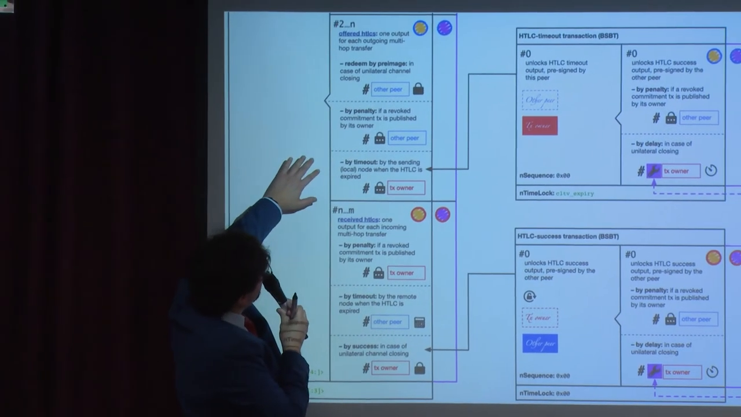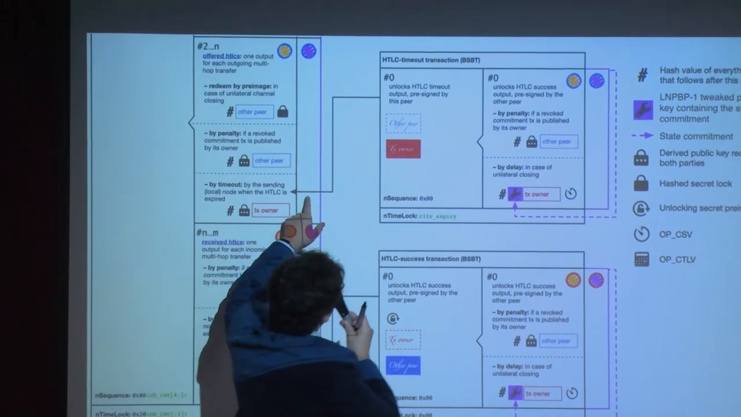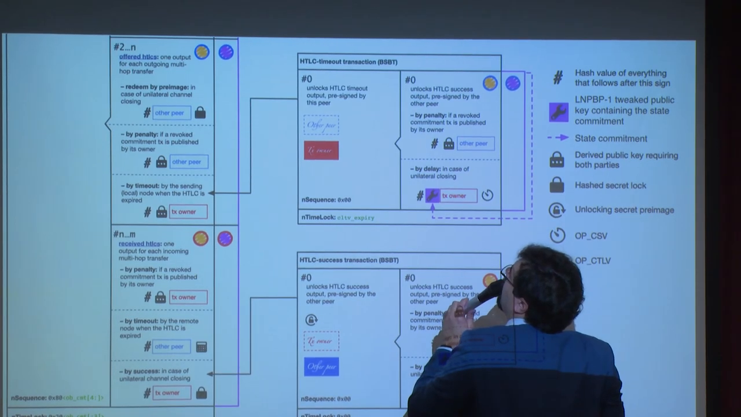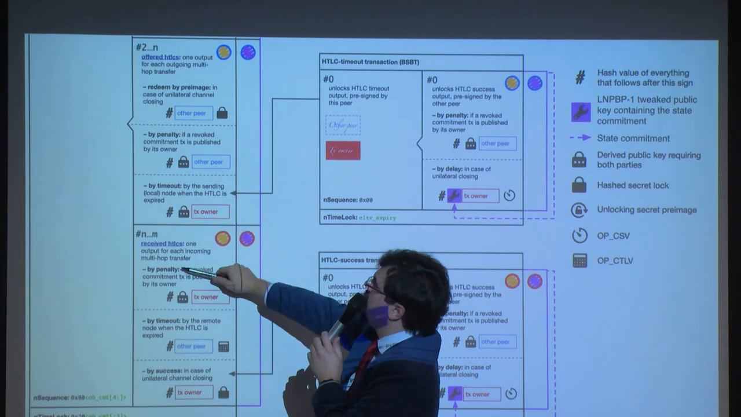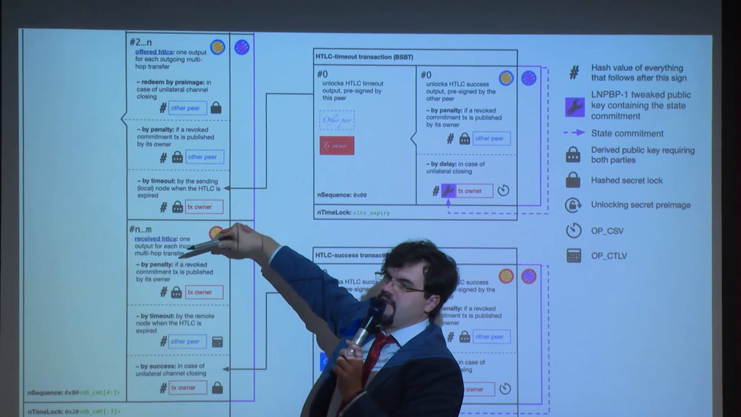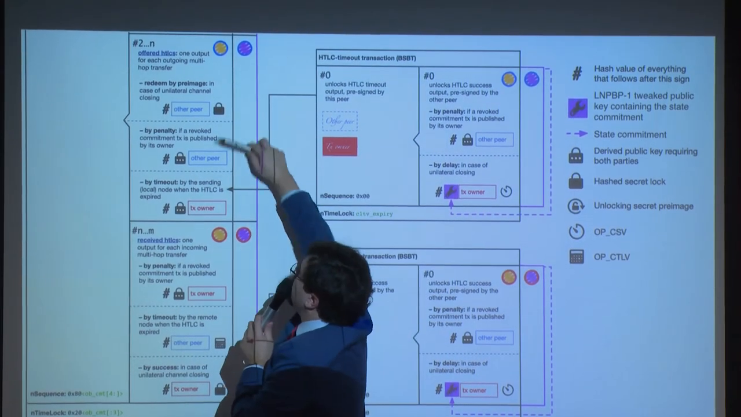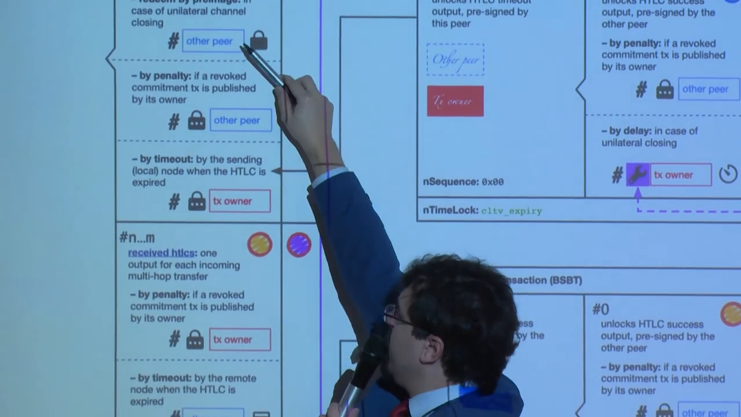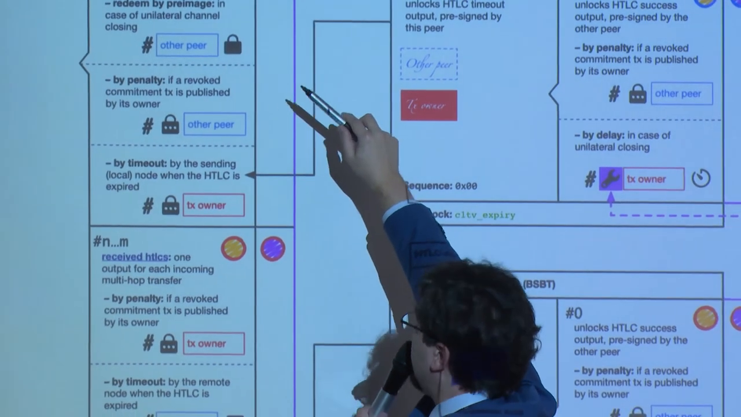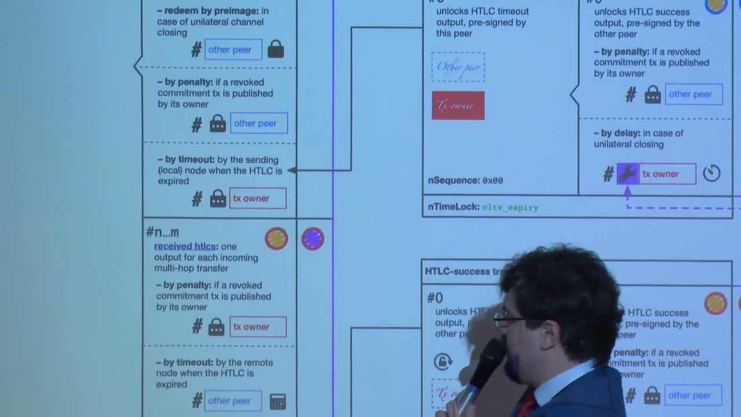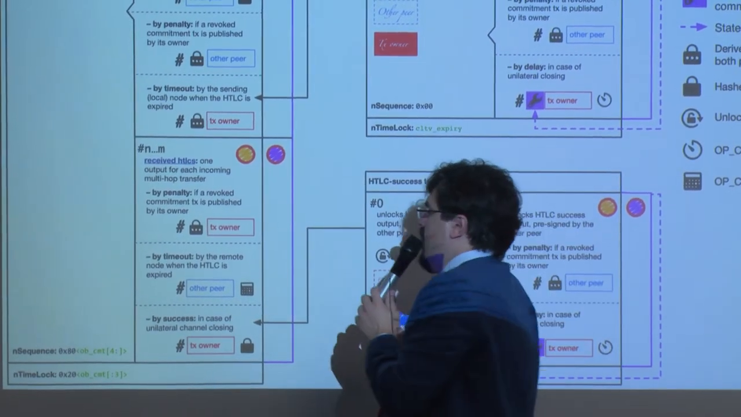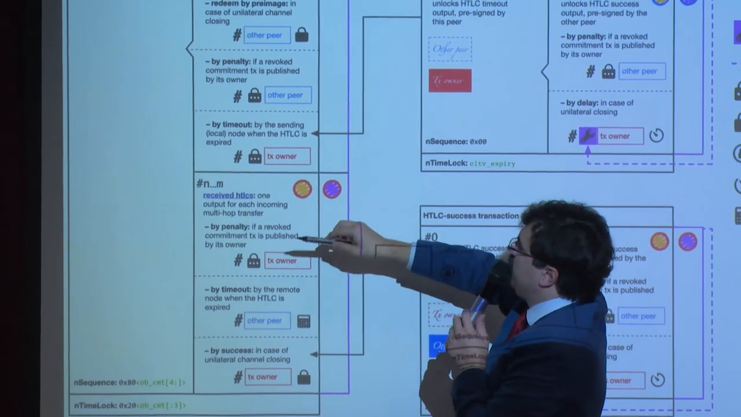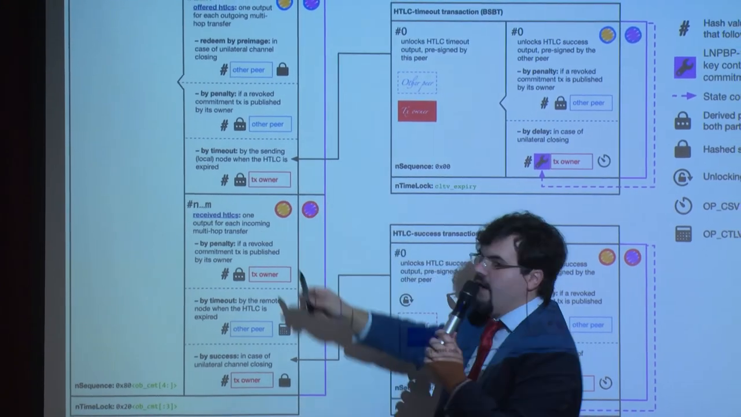The first HTLC output defines a situation when a timeout is happening. This is offered HTLCs and this is received HTLCs. So the HTLCs that I have sent and the HTLCs that I have received. And there are three spending conditions for each of them: by penalty, by timeout, and by revealing the original preimage. And the same is here: by penalty, by timeout, and by revealing the original preimage. With the offered HTLCs, I'm allocating funds to the remote party. With the received HTLCs, I allocate funds to myself.